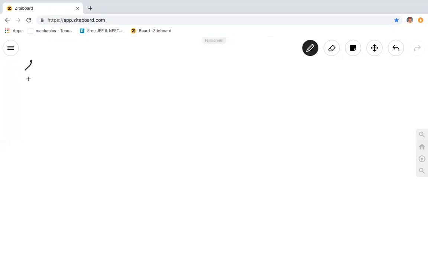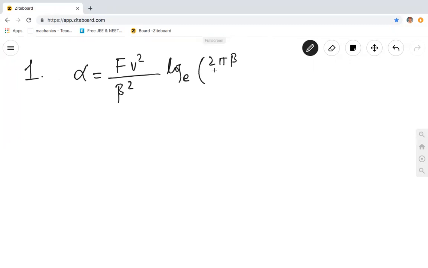The first assignment problem was, if you remember it properly, you must have the paper with you right now. That was alpha equal to f(v) square by beta square, log to the base e of 2 pi beta divided by v square. This was the first question, and we were asked to find the dimensions of alpha and beta.